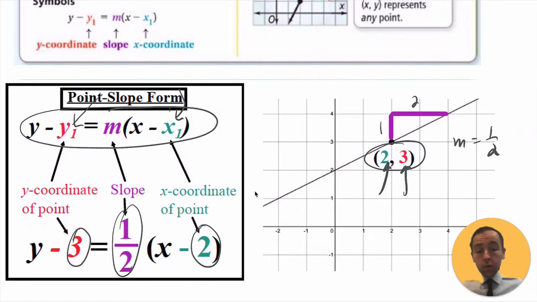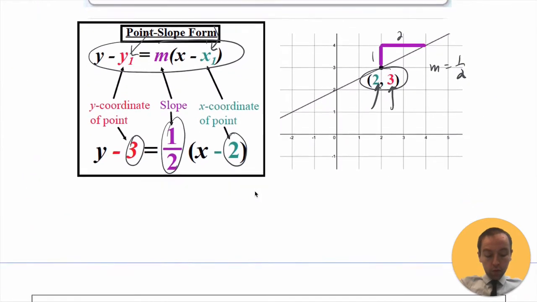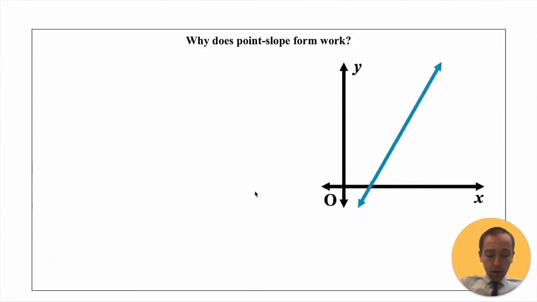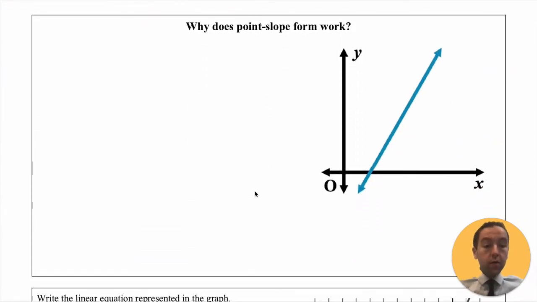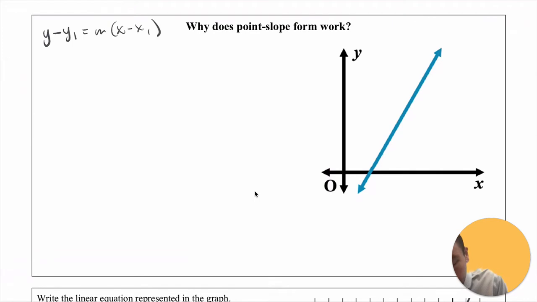So point-slope form is y minus y1 equals m times the quantity of x minus x1, just knowing that x sub 1, y sub 1 is the known point, and m is the slope of the line. To help you understand where point-slope form is actually coming from, keep in mind that point-slope form is y minus y1 equals m times x minus x1.